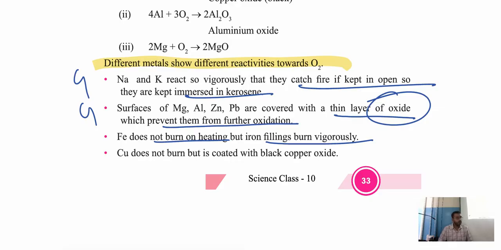Copper does not burn, but is coated with black copper oxide. When it is coated with black copper oxide, copper does not burn. If it is not coated, it is going to burn. Concepts are clear? Good.